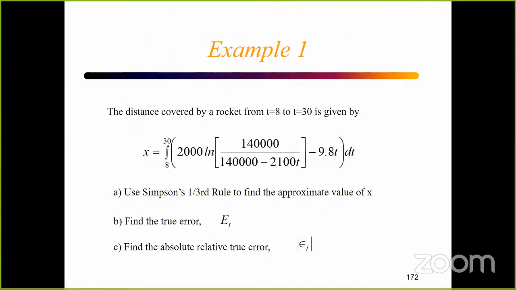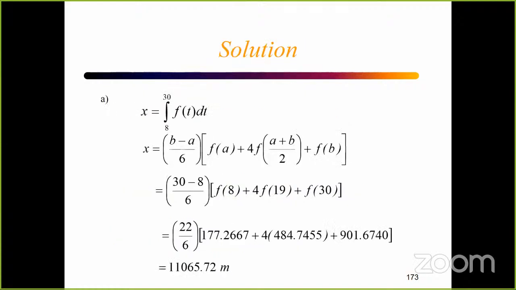If you solve the same equation using Simpson's one-third rule instead of the trapezoid rule, check how you arrive at the solution. x is equal to the integral of f of t dt, with the limits t equal to 8 to 30 seconds. This is the formula. We have to estimate the value of the function at 8, at 30, and at the midpoint.